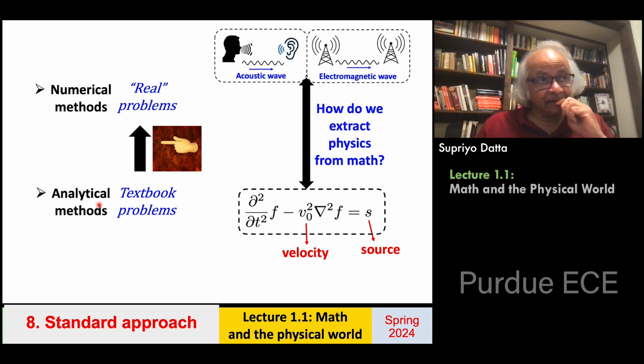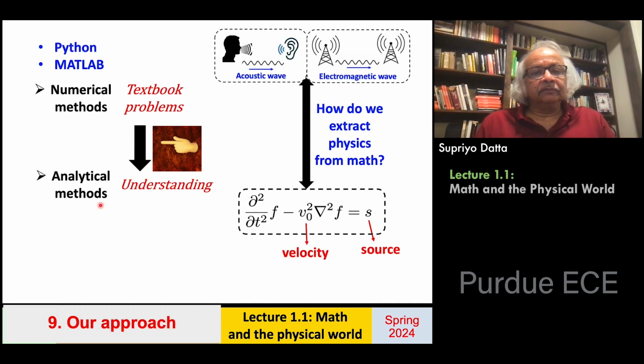In this course, what we propose to do is kind of reverse this. We start with these textbook problems, but we start by using numerical methods to solve them and look at the solutions. We look at the solutions to the equation using these very powerful codes that are now available. In Python or MATLAB, there are very powerful functions with which you can directly solve the equation, compute the outcomes, and compare them to the physical phenomena.